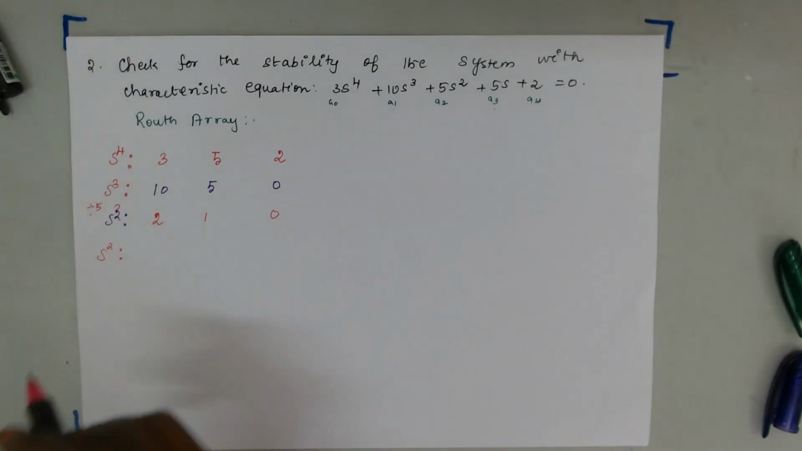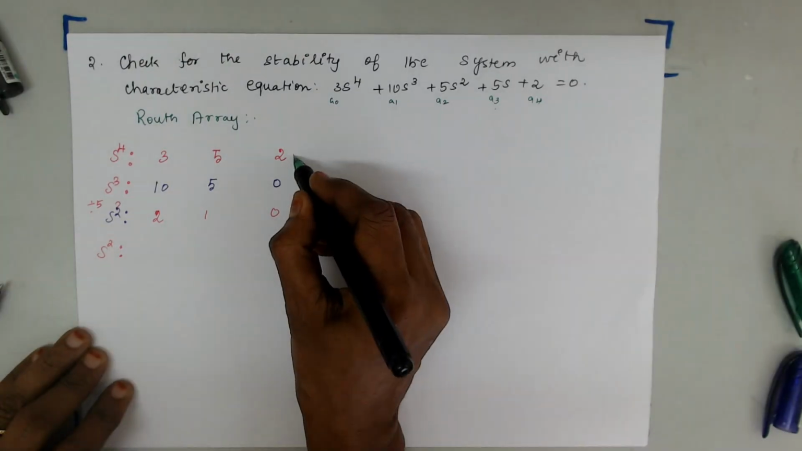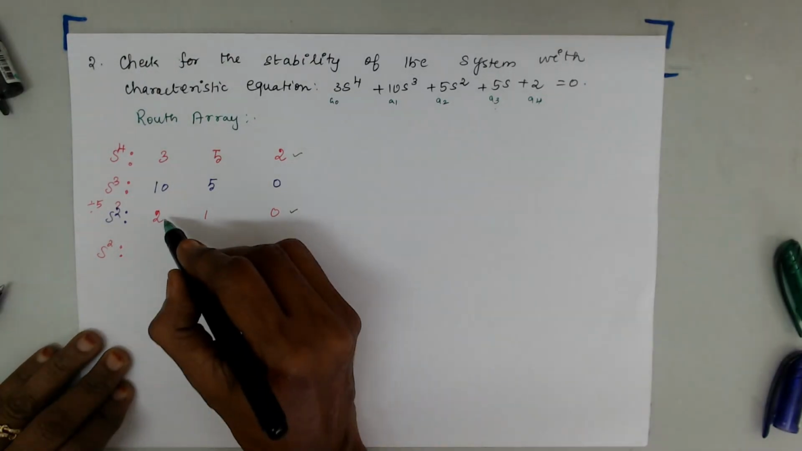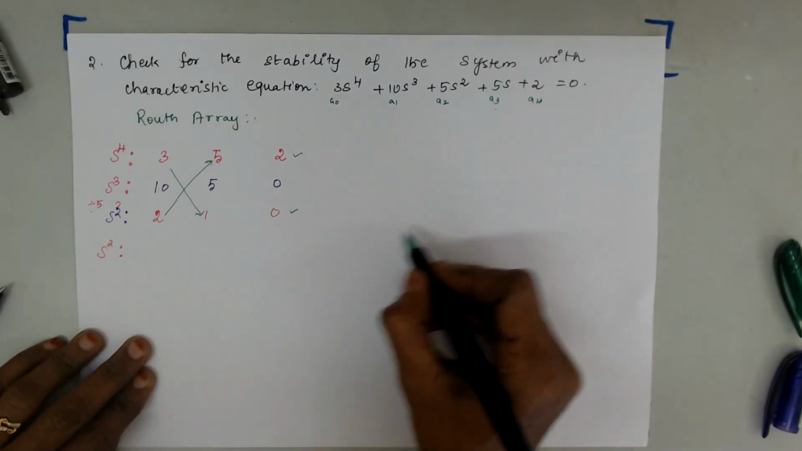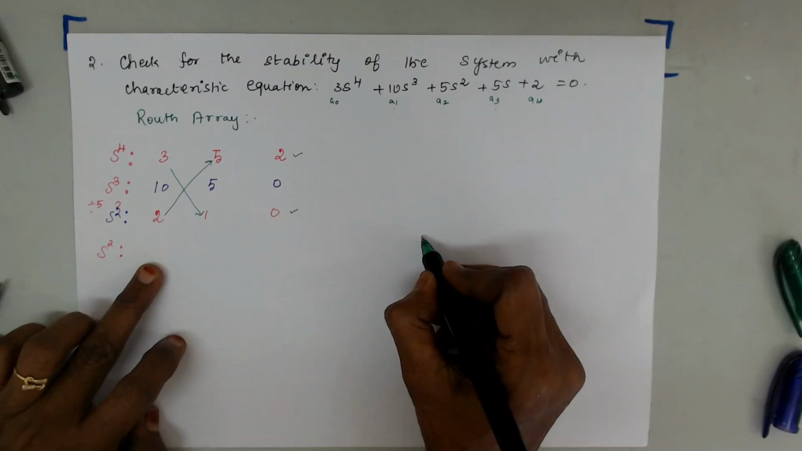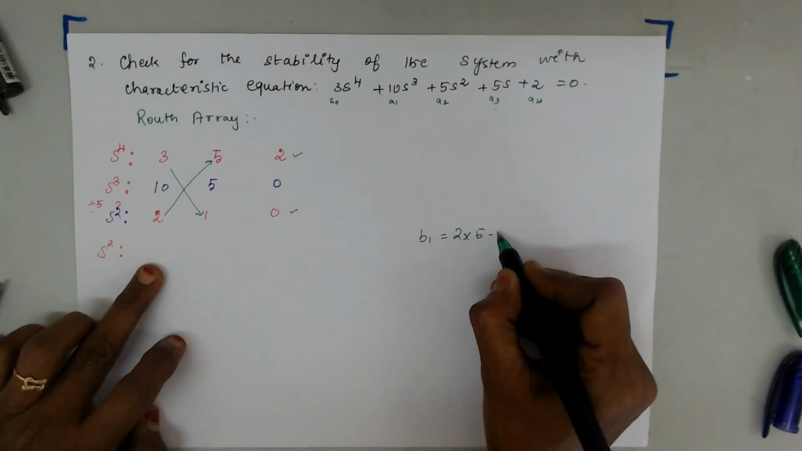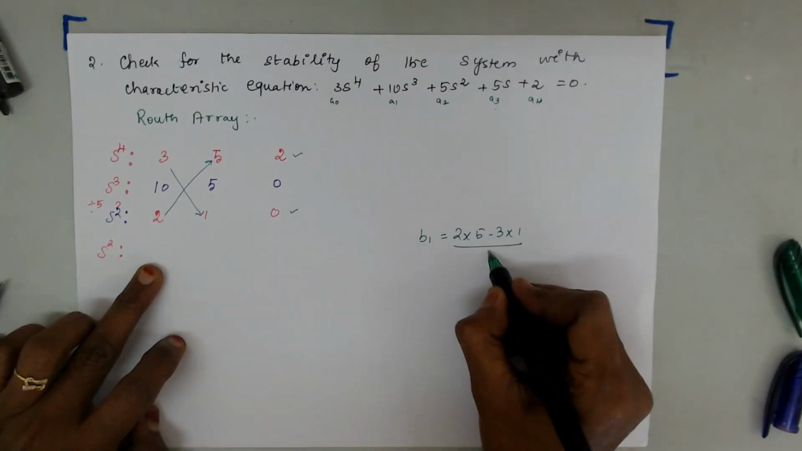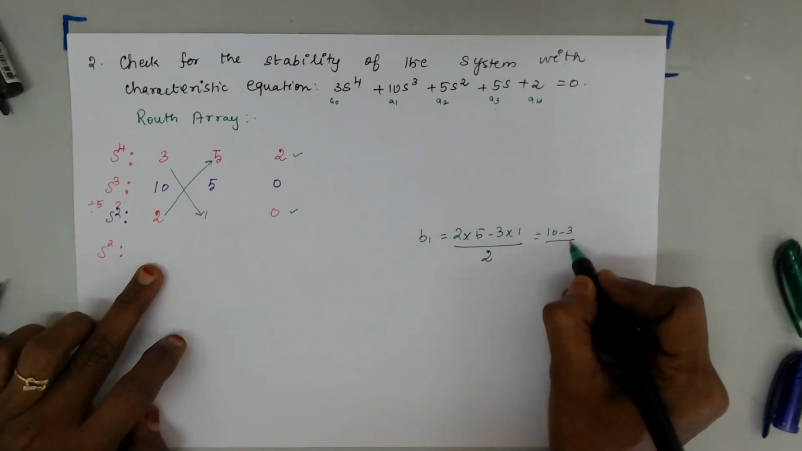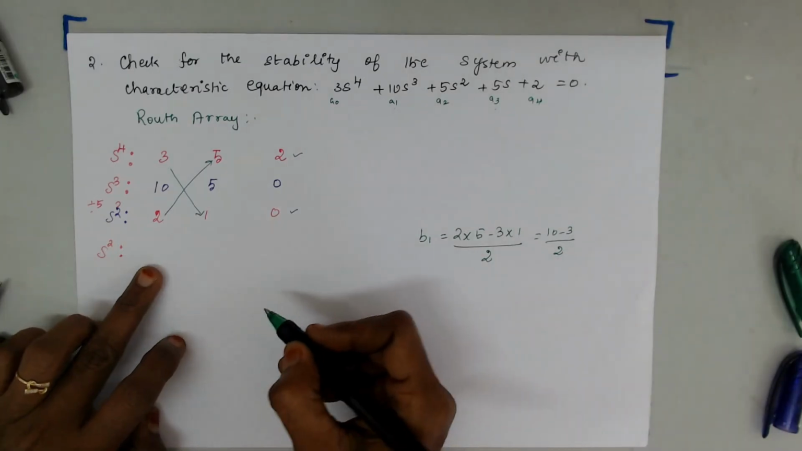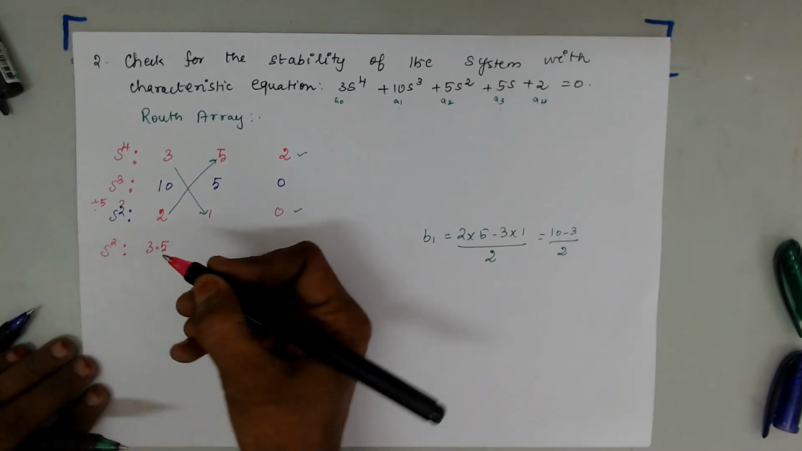Now proceed to find the s square row. The s square row is found by finding the determinant value of this row and this row. So multiply these two values. We'll have this element as b1. b1 is equal to 2 into 5 minus 3 into 1, divided by 2. So it is 10 minus 3 divided by 2, it is 7 by 2. 7 by 2 is 3.5, so write there 3.5.